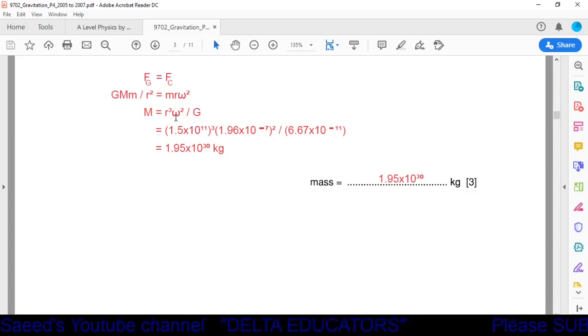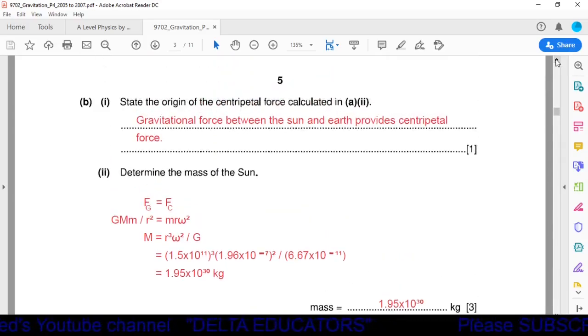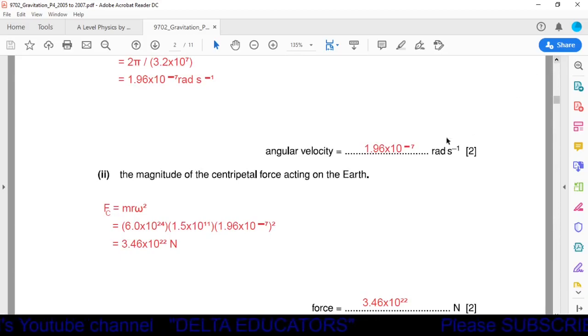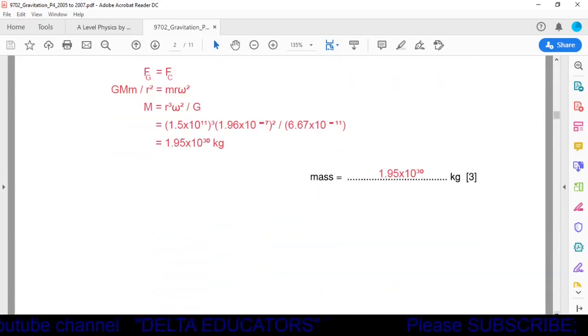Now it is omega. Omega is angular velocity. This angular velocity we have just calculated. Angular velocity is equal to 1.96 into 10 power minus 7. It is square. So we have taken square here, divided by capital G. This capital G is universal gravitational constant, and its value is 6.67 into 10 power negative 11. Now by solving this one, we will get the answer 1.95 into 10 power 30 kg. Unit of mass is kg.